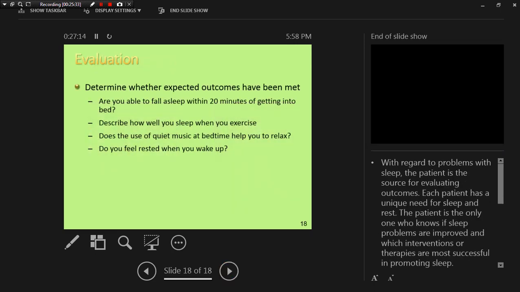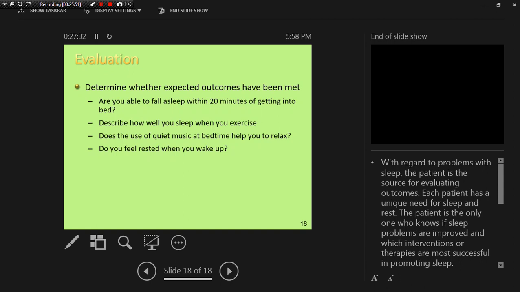And then when we're looking at evaluation, it's okay. So if we've made a care plan for these patients, what are we going to do for them? What are our outcomes? So some of the evaluations to outcomes might be, are you able to fall asleep within 20 minutes of getting into bed? Like that's a good standard.